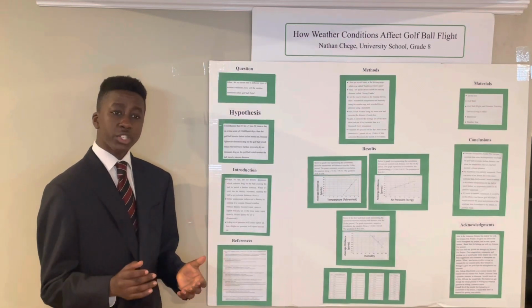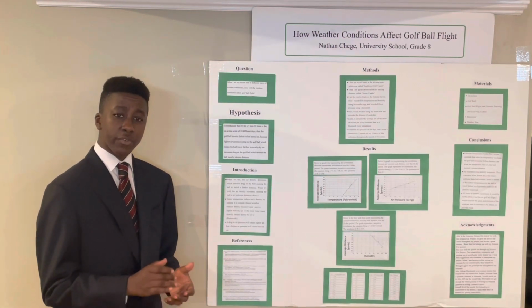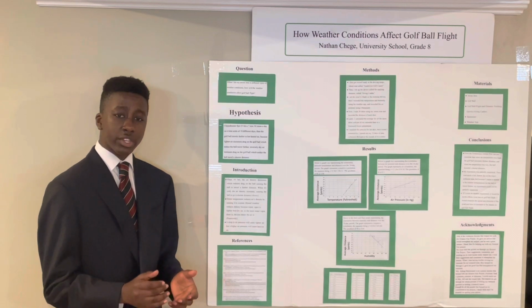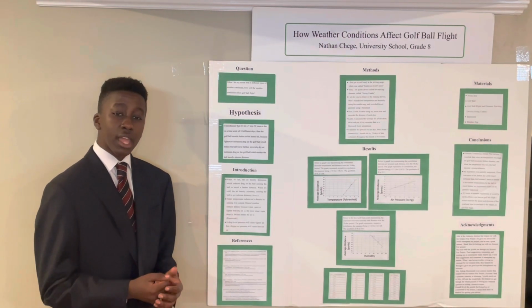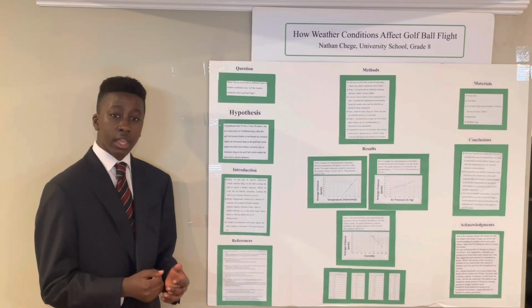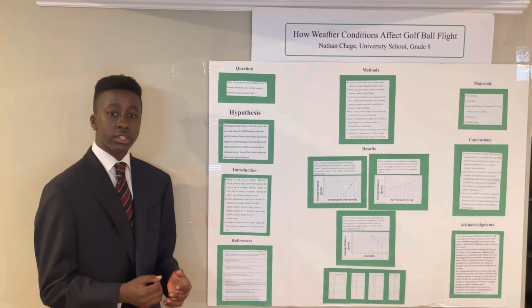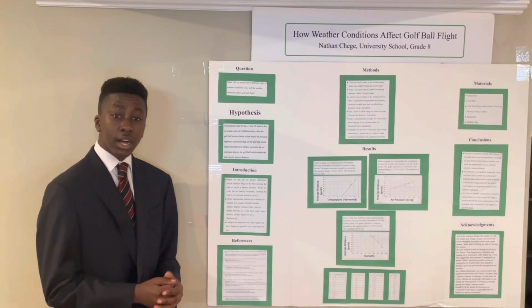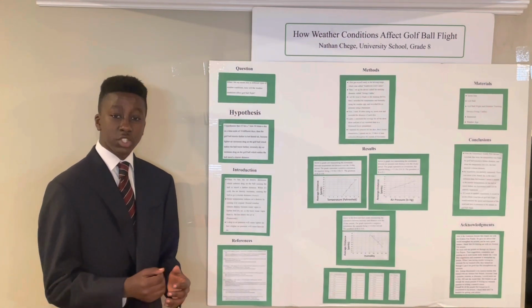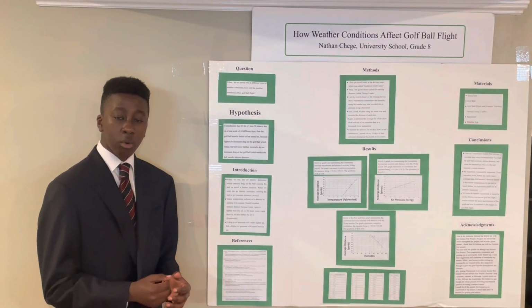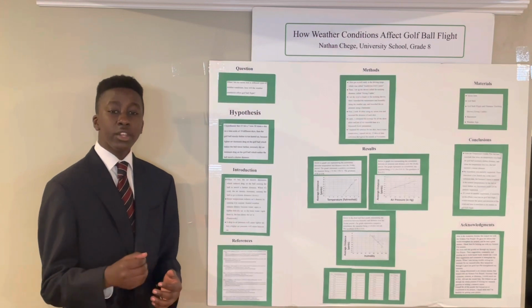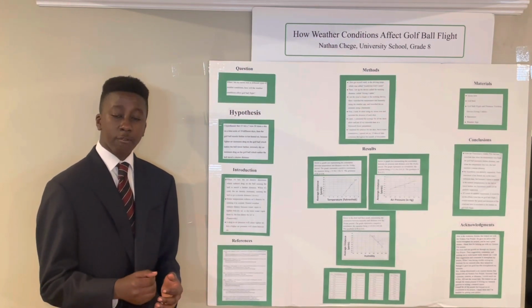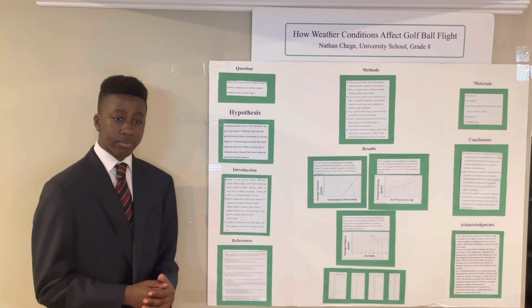So, my question was, when I hit my 7-iron in different types of weather conditions, how will weather conditions affect golf ball flight? And I hypothesized that if I hit a 7-iron 30 times a day on a time scale of 10 different days, then the ball would travel farther in cold, dry air than hot, humid air. Because lighter air decreases drag of the golf ball, making the golf ball go a farther distance. And inversely, dense air increases drag on the golf ball, making the golf ball go a shorter distance.